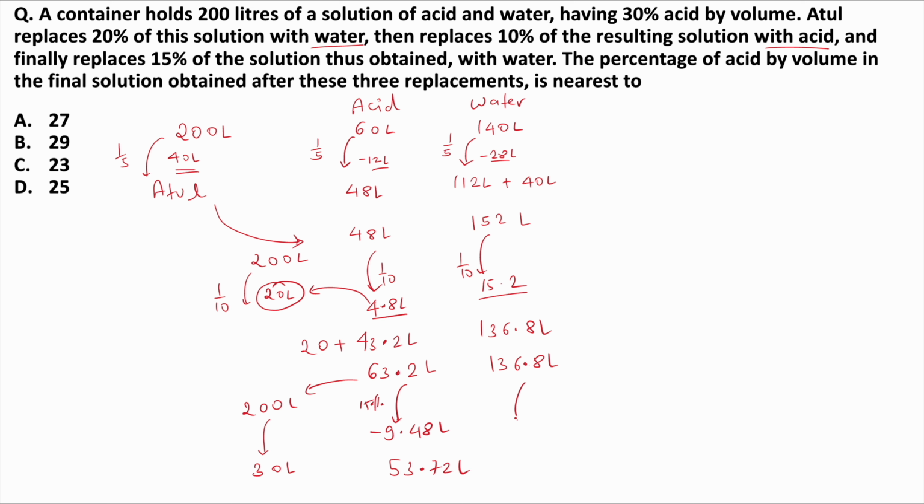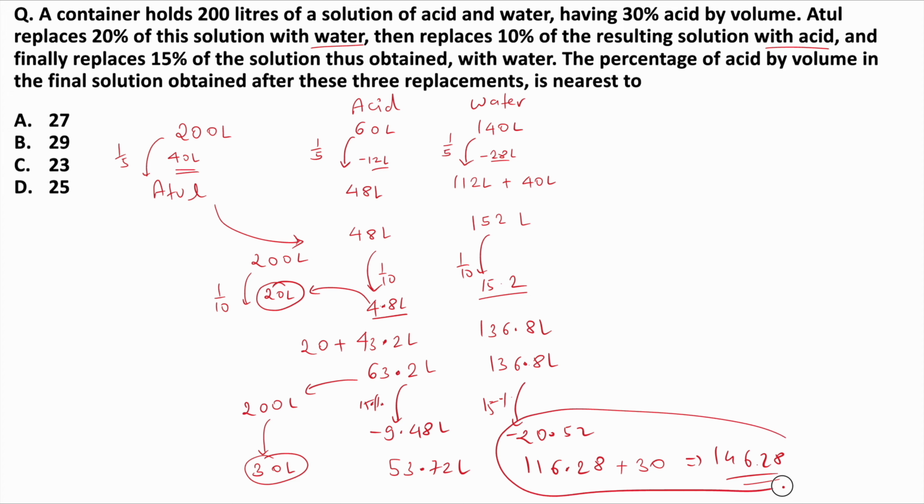Same way, the water content is also reduced by 15%, right? 15% of water would be removed. 136.8, 15% will be 20.52. 20.52 is removed. So what remains is 136.8 minus 20.52. That's 116.28. And you are replacing the entire mixture by water. So 30 liters removed gets completely added as 30 liters of pure water. So now the water content will be 116.28 plus 30, 146.28. Well, this step is not required. You can skip this step.